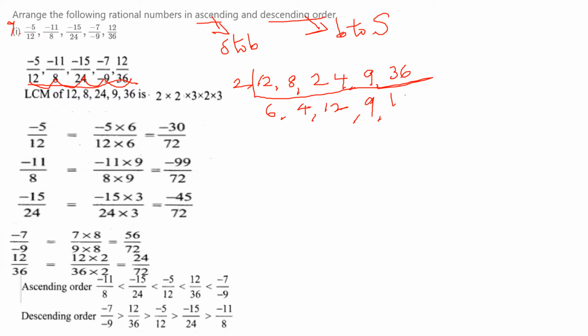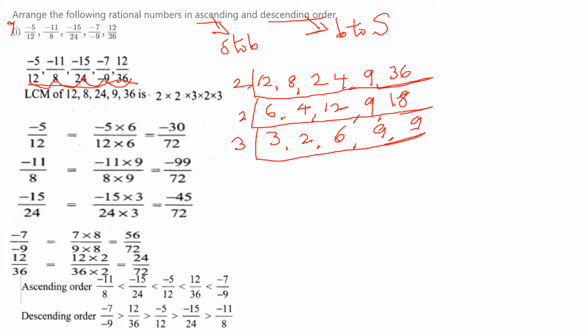8 twos are 16. Again do it with 2. 2 threes are 6, 2 twos are 4, 6 twos are 12, 9 as it is, and 9 twos are 18. Again do it with 3. 1 3 is 3, 2 as it is you write it. 3 twos are 6, that's why you put 2.